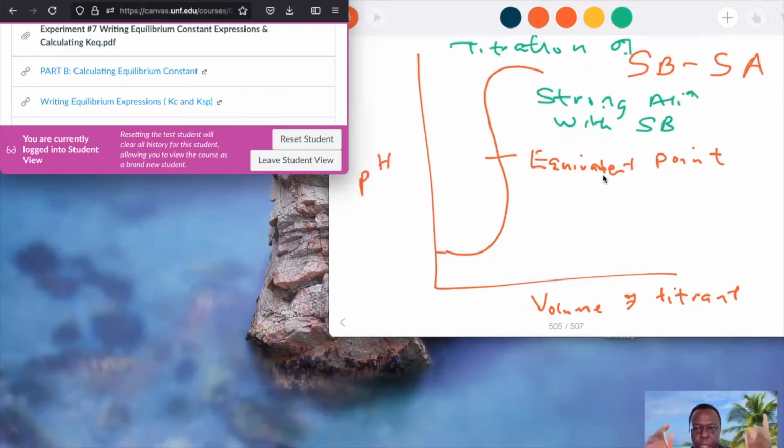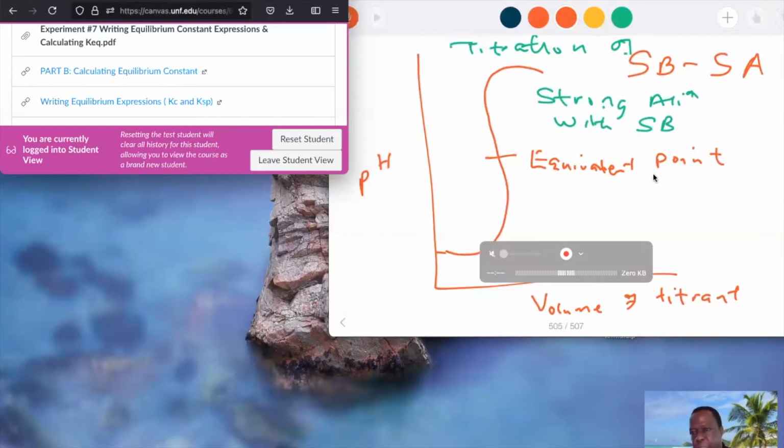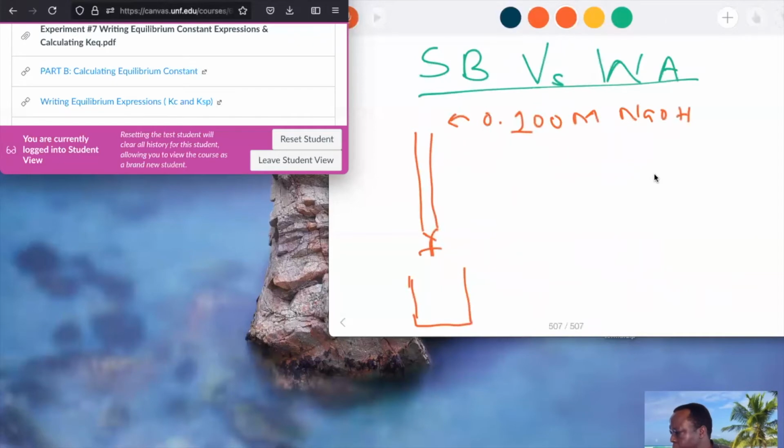It is a theoretical point. But the endpoint is a point in a titration where there is a significant change in color when you use an indicator. An indicator shows the endpoint, while the equivalence point is hypothetical. So basically, the equivalence point is theoretical, but the endpoint is where there is a significant change in color, and it is shown by the indicator.